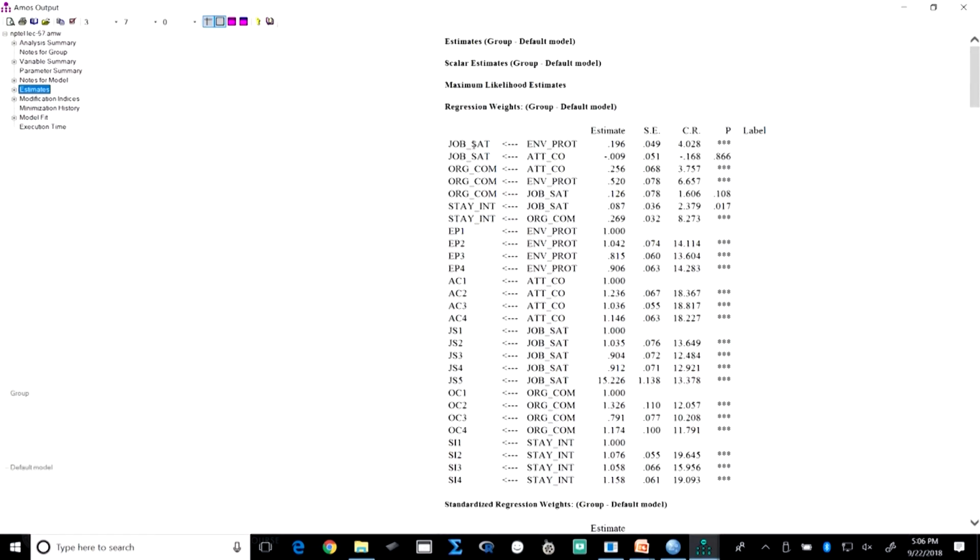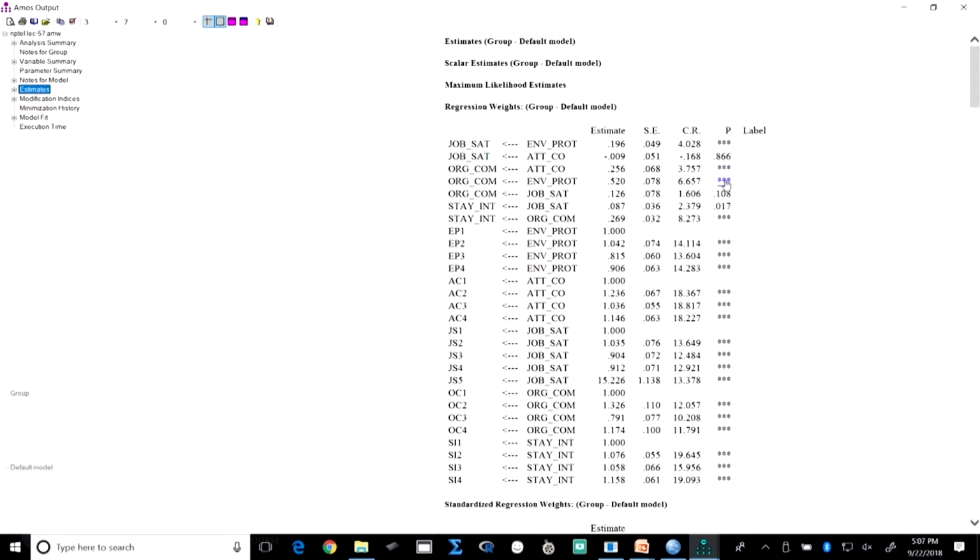So, environmental protection affects job satisfaction, is it significant or not? Now, look at this. This is the estimate, this is my standard error, if you divide these two you will get this, right, and is this significant? Yes, it is significant. The three dots mean it is significant at the 0.001 level. Second one, attitude affects job satisfaction, is this significant? No, it is not. Why? Because it is above the 0.001 level, or whatever you are taking, 0.05 or something. This is much above, so the null hypothesis you cannot reject now. Is this relationship significant? No.